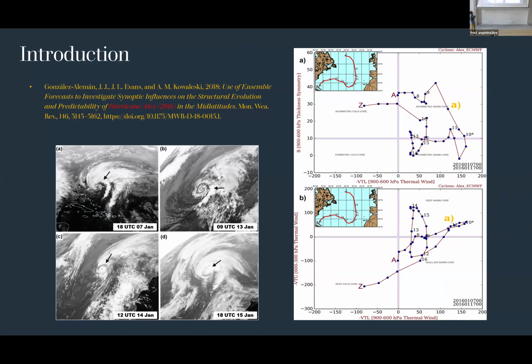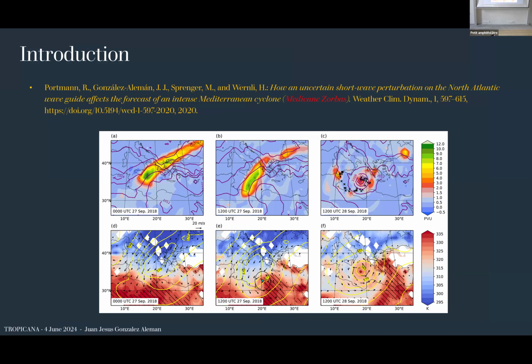For example, if we move to the North Atlantic, we have Hurricane Alex, which is a tropical transition with a warm seclusion. You can see here that Alex, before going into a tropical transition, went into a deep warm core as a warm seclusion, also reaching the non-frontal structure between A and B. B is as a tropical cyclone, so Alex is a cyclone that went through different stages.